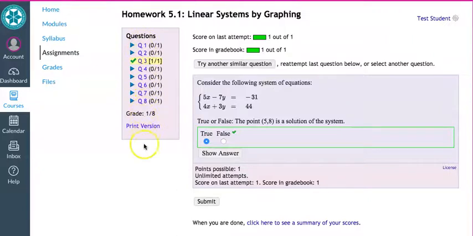You have 8 problems for that homework. So that's how you complete your homework in Canvas.